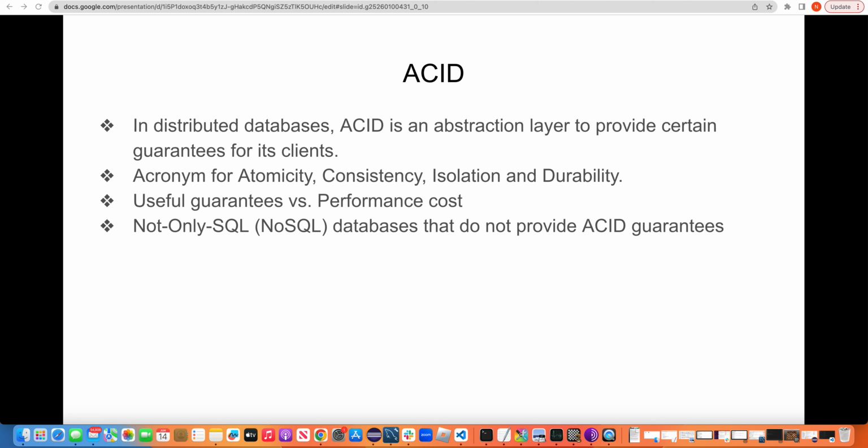Nevertheless, ACID databases continue to serve a large user base because of their simplicity in use and because they provide a convenient programming model while providing data integrity that allows users to reason about data in a meaningful way. Not only SQL databases, they do not provide ACID guarantees.